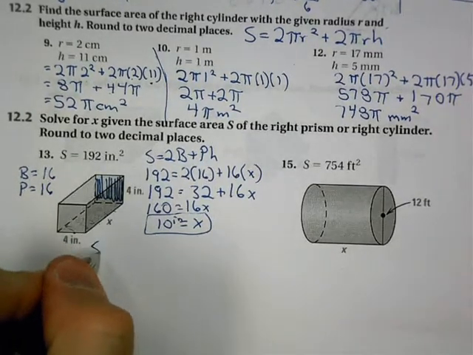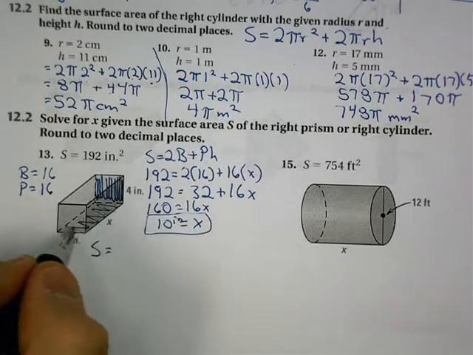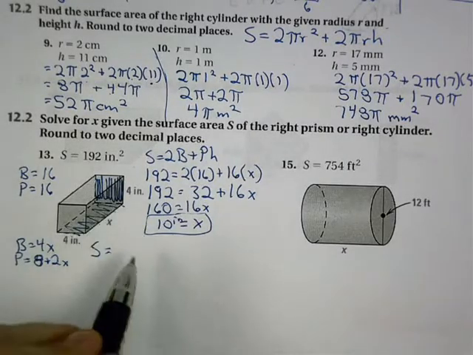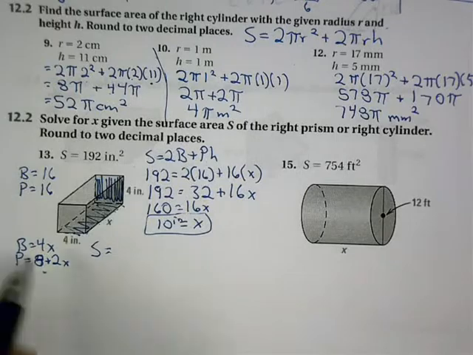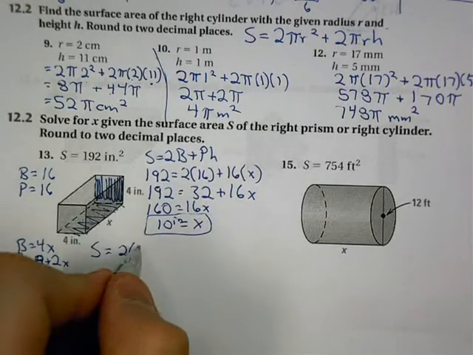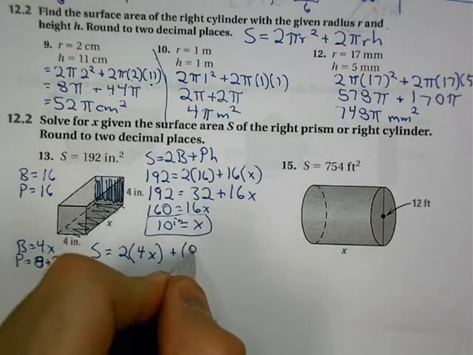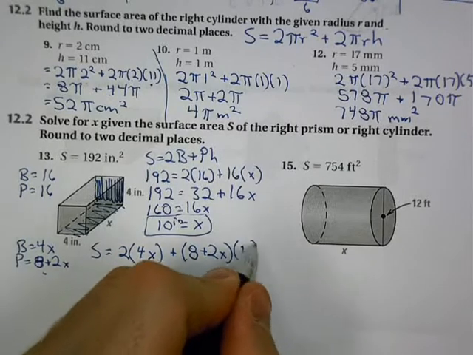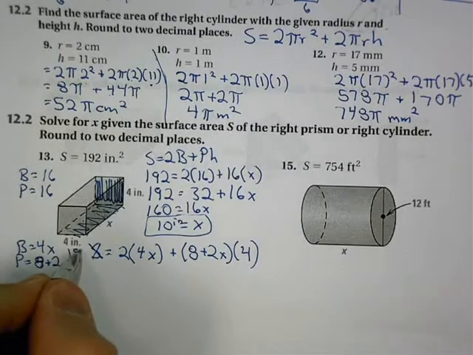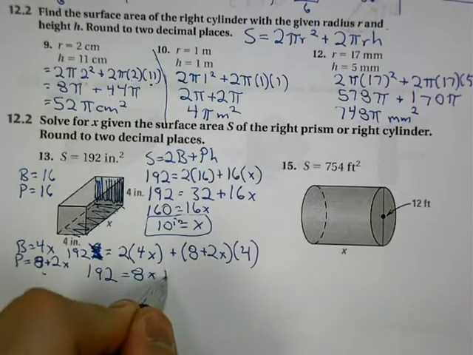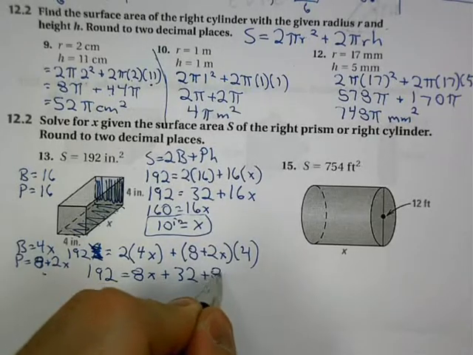So if I did that, my base area would be 4x. My perimeter would be 8 plus 2x, because it'd be 4 and 4, x and x, so that would be the total for perimeter. So now 2 times 4x plus 8 plus 2x times the height, which is 4, and that's equal to 192. So now 192 equals 8x plus 32 plus 8x.